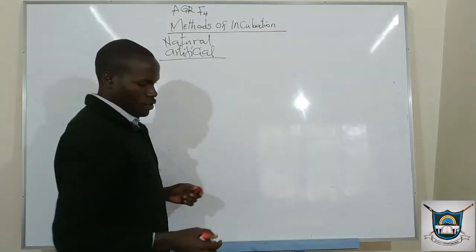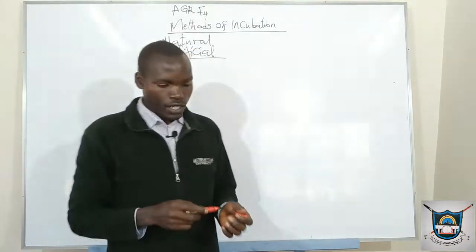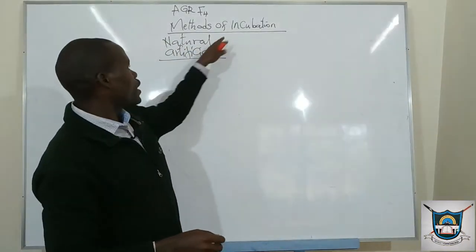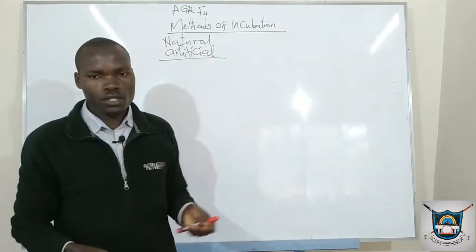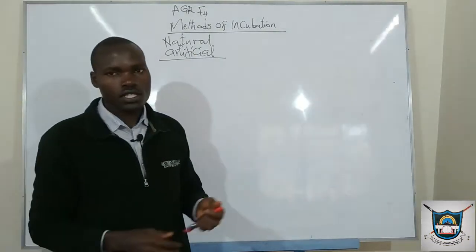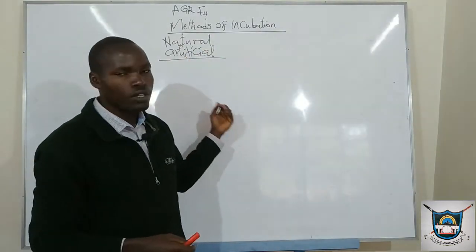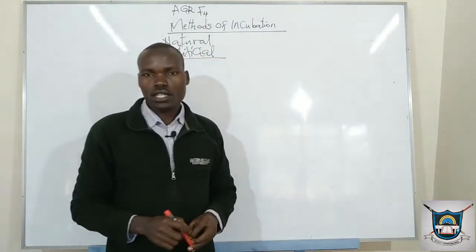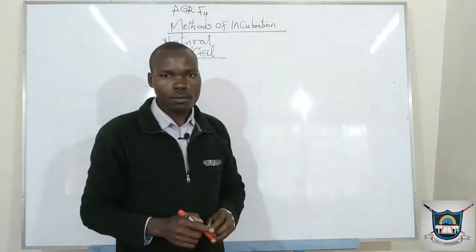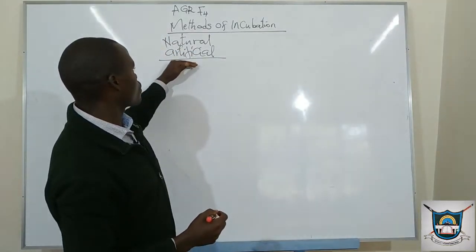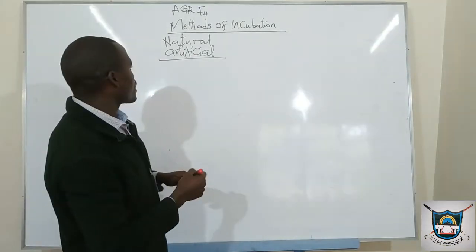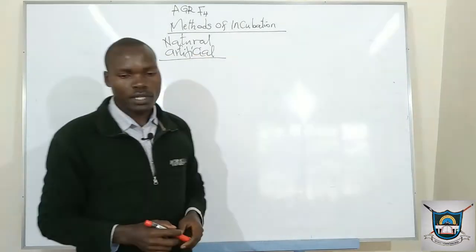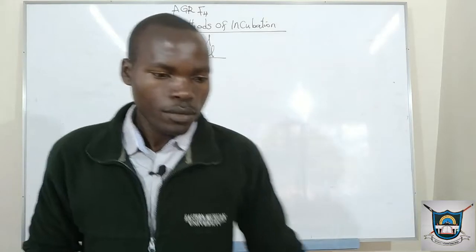We have the natural method and the artificial method, whereby in the natural method, the hen is allowed to sit on the eggs to take them through the incubation process, and in the artificial method, instead of using the hen, it is now the modified one, whereby we use the incubator. The incubator is used in this method, but in the other one, the hen is used. So let us basically look at all that pertains to the natural method.